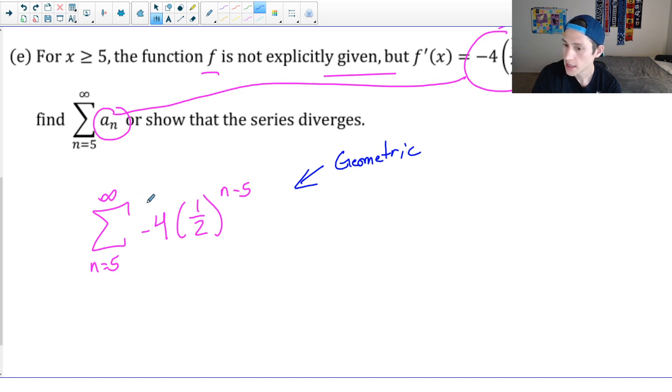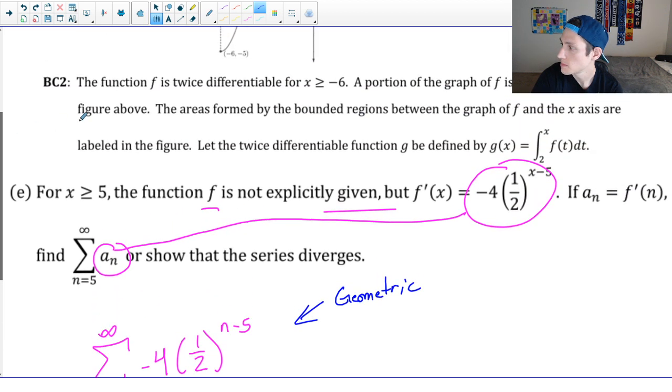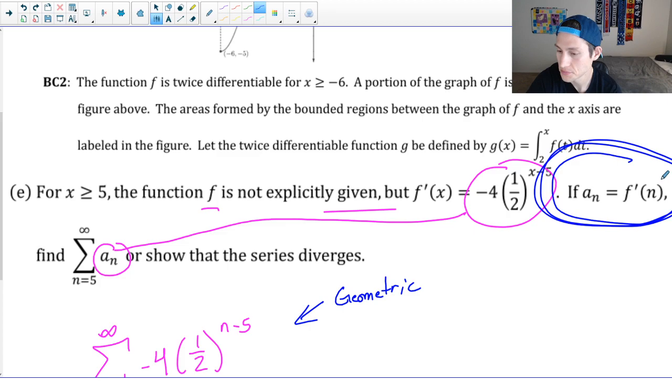How do I know that a_n is f prime? It tells me that. So I did no work to determine that. I just read the problem and it says, hey, a_n is f prime. I said, great, no problem. I'll plug it in then.